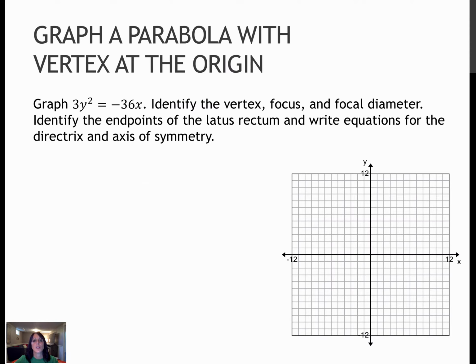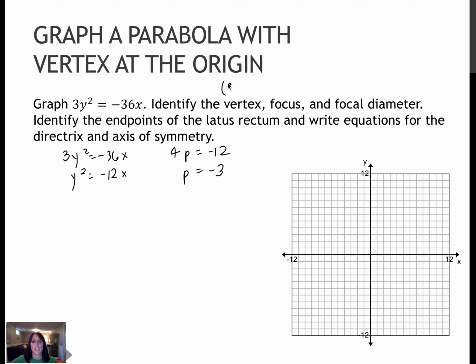Here's another one for us to try together. This one is a little bit different because I have that 3 in front, so I have 3y squared equals -36x. Of course, I'm just going to get rid of that 3 to make it -12x. So y squared equals -12x, which means 4p equals -12, which means p equals -3. I've got the y value happening first.